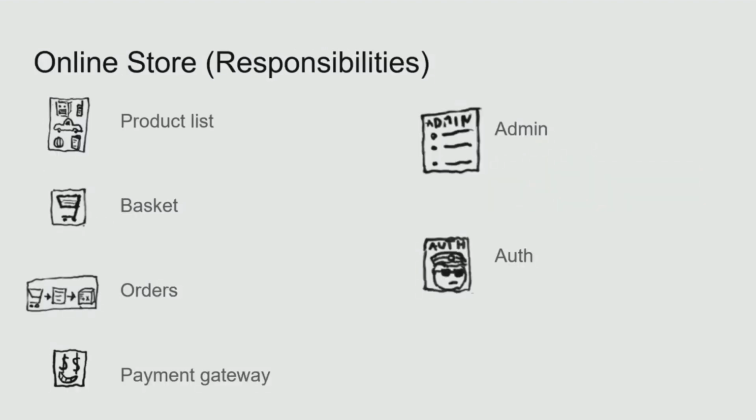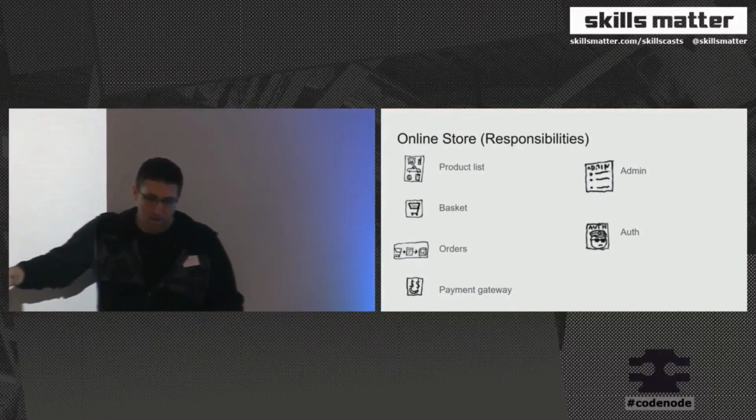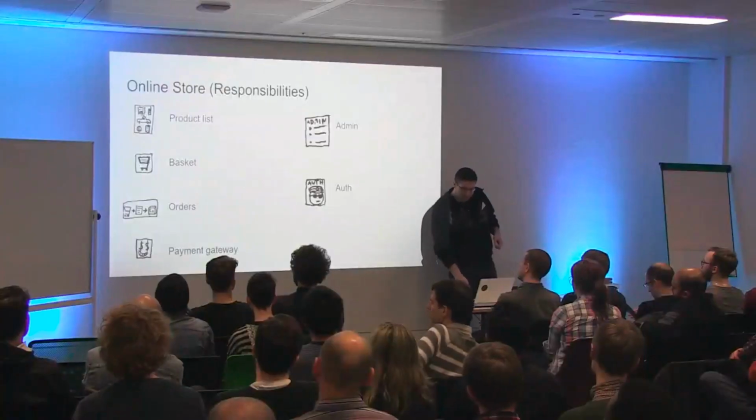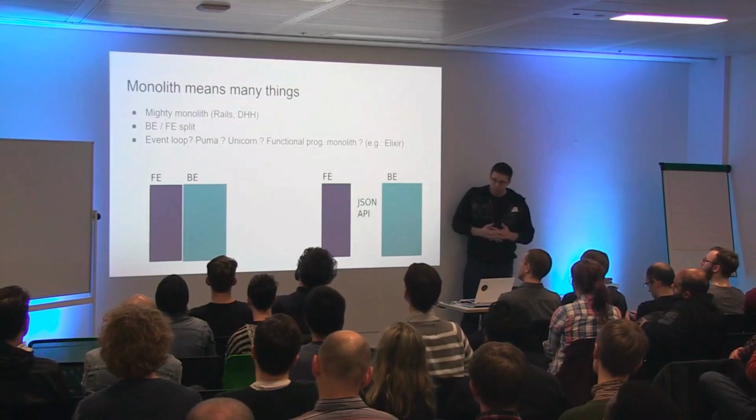Now in order to explain these architectural approaches, we will have a look at how to do this from the perspective of an example application. The example application will be an online store in which you have these responsibilities: product listing, basket, orders, payment gateway, and also we will have a look at how to do admin and how to do authentication around those responsibilities. Now let's start with Monolith.